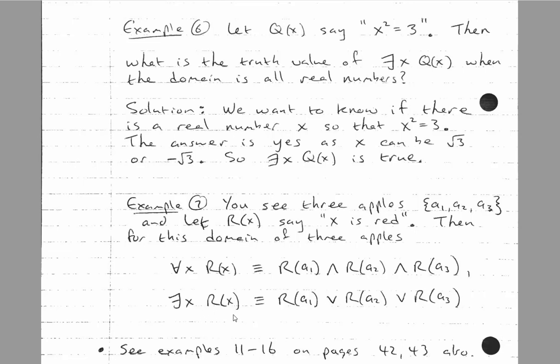But here we have the existential quantification of r. So there exists an x so that r of x. This is saying something different. This is saying at least one of these apples is red, so there exists a red apple in this set of 3 apples. In other words, the first apple is red, or the second apple is red, or the third apple is red. R of a1, or R of a2, or R of a3. So for a red apple to exist, we just need at least one of them. They don't all have to be red in this case.